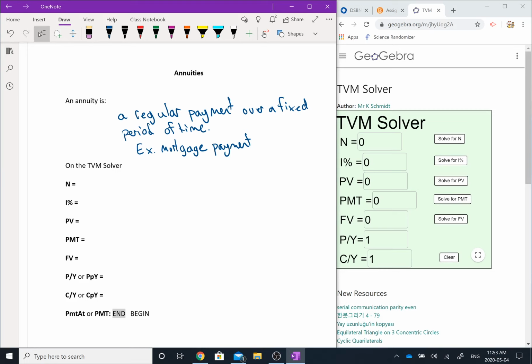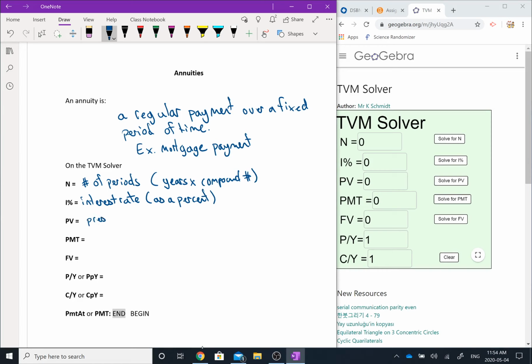So again, just a refresher, N is the number of periods, and this was basically calculated by doing years times the compound number. I% is just the interest rate, but the key thing when we're using the TVM solver is that we have to enter the interest rate as a percent, not a decimal. The TVM solver does all that calculation for us.